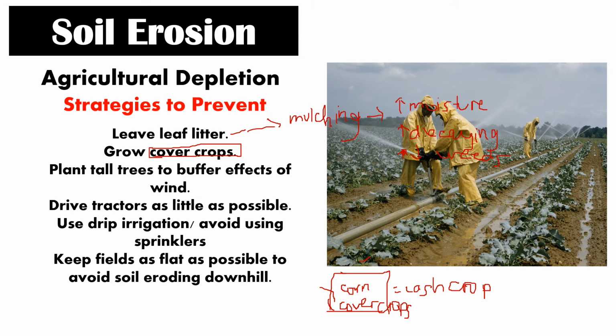Next, you can also plant tall trees to buffer the effects of wind. You can lessen the use of tractors. Instead of using sprinklers, you can just use drip irrigation. That way, the water goes directly to the soil, the irrigation has less impact on the soil, less soil is displaced, and less soil is eroded. Next, keep fields as flat as possible to avoid soil eroding downhill.